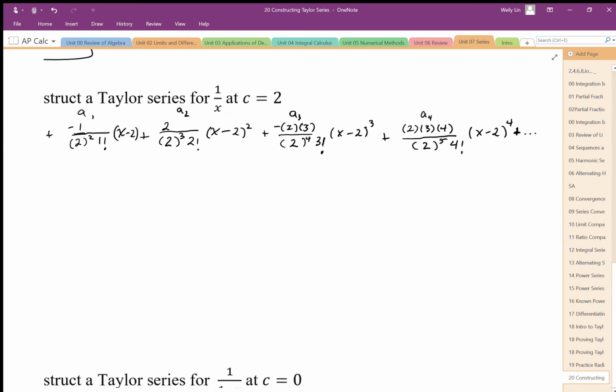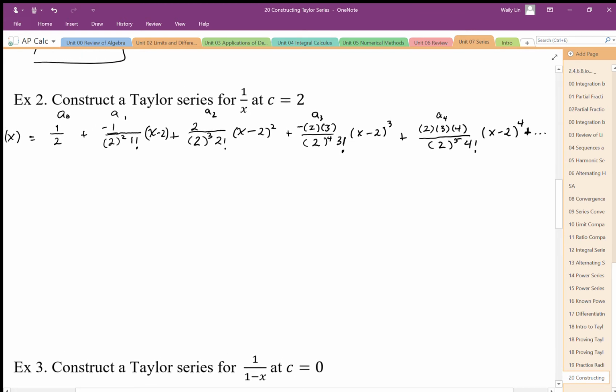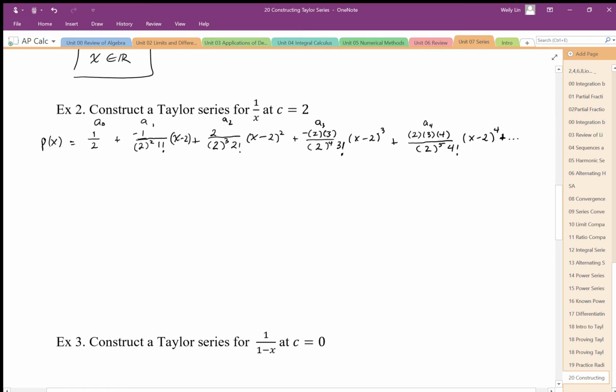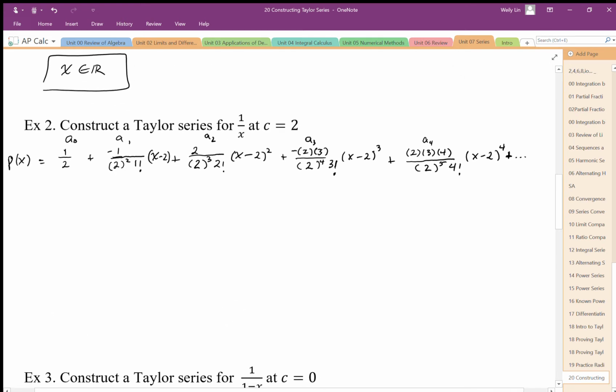Okay, so there it is. I want to simplify this because, again, the idea is I want to eventually have a sigma notation formula for this 1 over x function. Okay, and so simplifying this becomes 1/2, and this is going to become minus, so it looks like it's alternating. Okay, so it goes minus, plus, minus, plus. The next one should be minus.